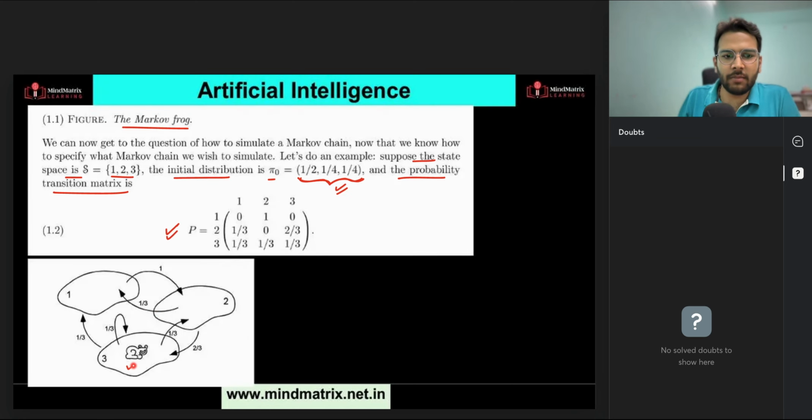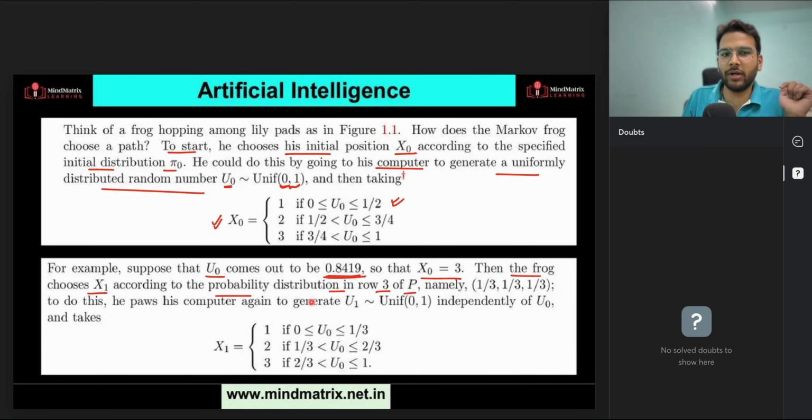So let's say it starts from this state 3. I hope this diagram is visible to all of you. So this frog starts from state 3. Now there are three possibilities. One possibility is it can go to the same state, so the probability is 1 by 3. It can go to state 1, that is also 1 by 3. It can go to state 2, that is also 1 by 3. So this is what is mentioned over here, that the probability distribution will be 1 by 3, 1 by 3, 1 by 3, right?